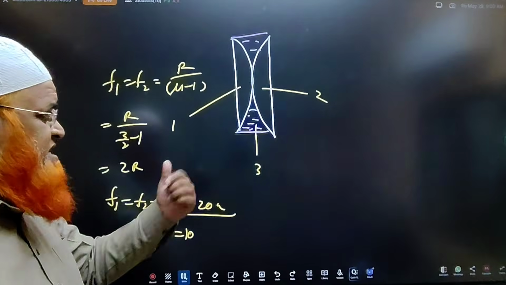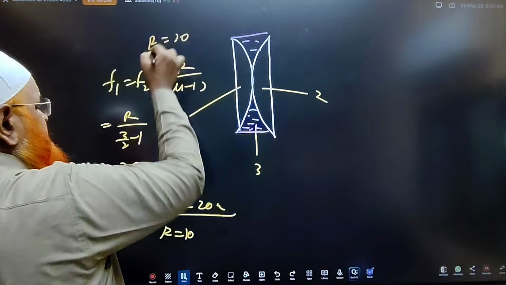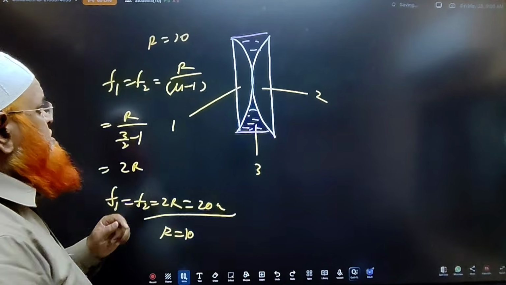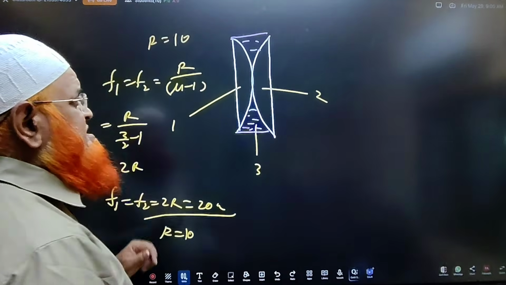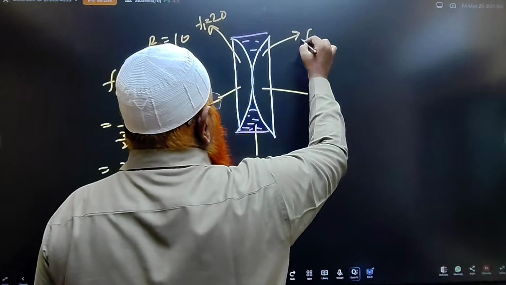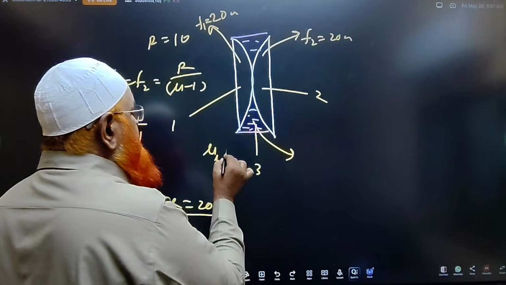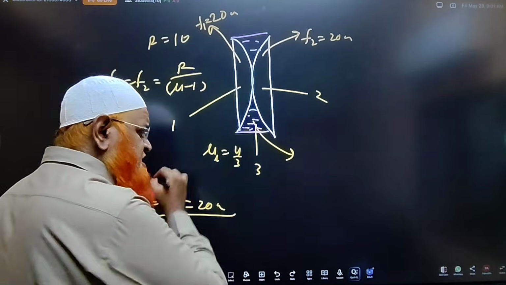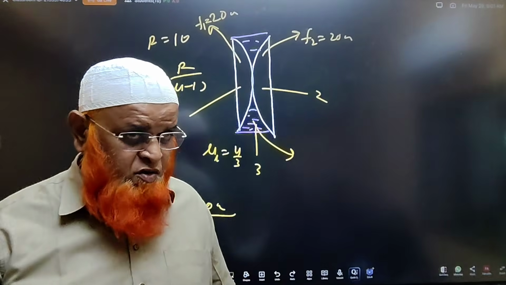So if this is the case now, what will you get? If the radius of curvature is given as 10, then the focal length will become double here. For which is it double? For this focal length, F1 is double, 20. For this also it is going to be 20 centimeters. For the middle one, the refractive index of a liquid, generally we take it as water. And water is not going to change, the refractive index never changes, it's always 4 by 3.